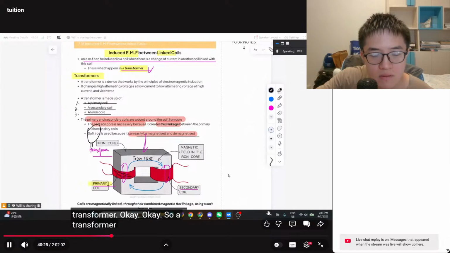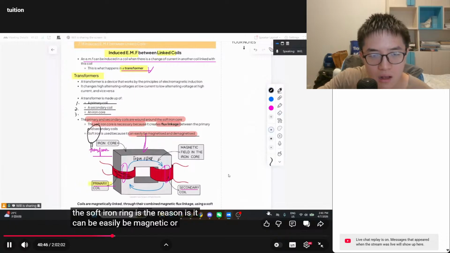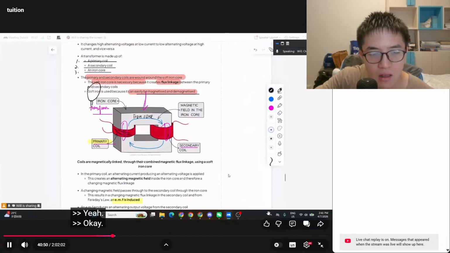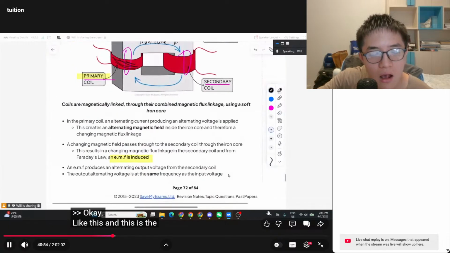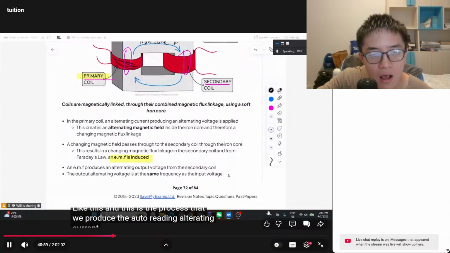So a transformer is made up of three parts. The first is the primary coil, the second is the secondary coil, and the final one is the soft iron core, chosen because it can be easily magnetized or demagnetized. This is the process by which we produce the alternating EMF.